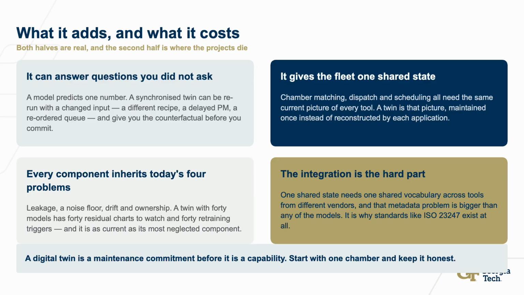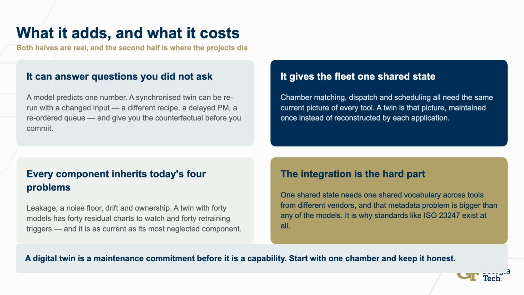It gives the fleet one shared state. Chamber matching, dispatch scheduling, all need the same current picture of every tool. Without a twin, each application reconstructs that picture for itself from the same raw data with slightly different assumptions, and then they disagree and somebody spends a week finding it out.